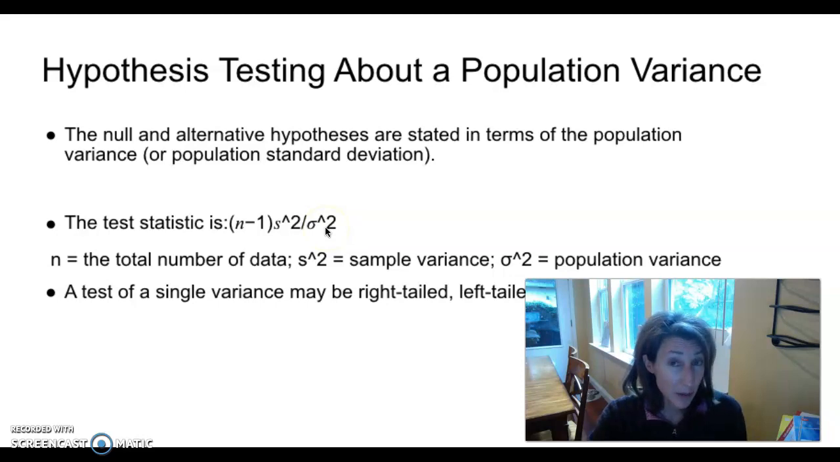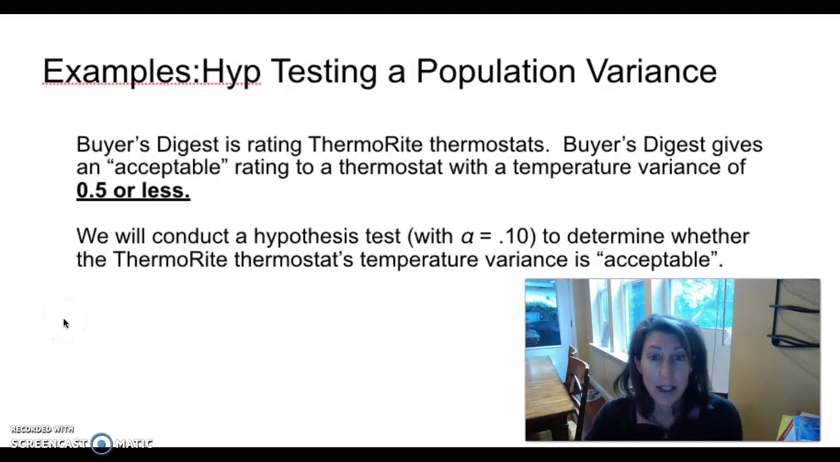So this is simple, we don't have to do a matrix for this one. It's a really simple way to calculate a test statistic. And I've got here what those things are, and we might have a right-tailed test, a left-tailed test, or a two-tailed test, depending on what we want to say about the population variance. Let's go through a little example here.